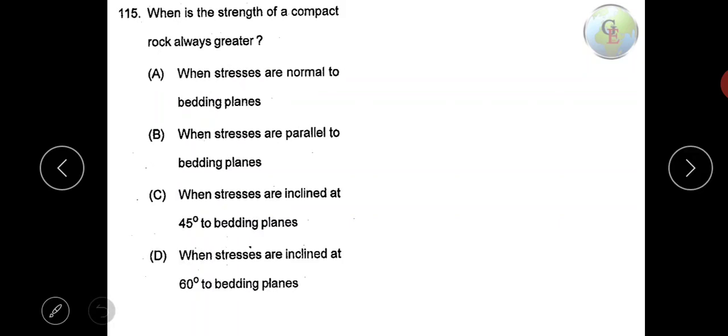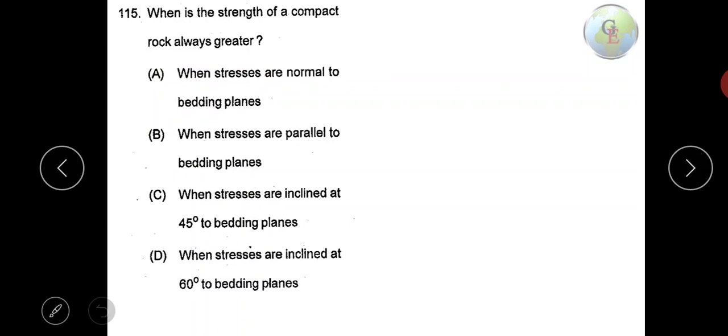Next question. The strength of a compact rock is always greater: first option, when stresses are normal to the bedding plane; second, when stresses are parallel to the bedding plane; third, when stresses are inclined at 45 degrees to the bedding plane; fourth, when stresses are inclined at 60 degrees to the bedding plane.